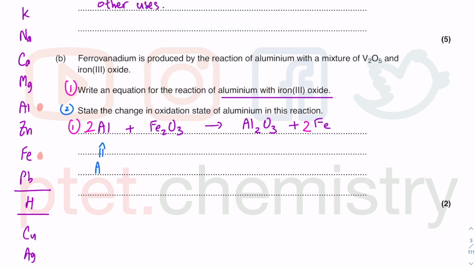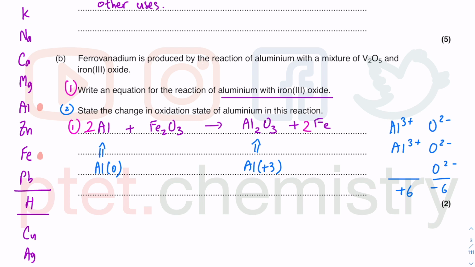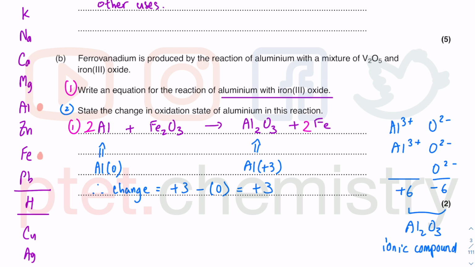This is an element, so the aluminium is 0. And this is in a compound, so the aluminium is plus 3, because this is basically Al3+ times 2 of them, and then 3 of the O2-. You can see the charges cancel out: plus 6 cancels out minus 6. Al2O3 is an ionic compound. An ionic compound has no overall charge, even though it's made out of oppositely charged ions. So the change in oxidation number is the final oxidation number minus the initial oxidation number. The change is an increase of 3, or you can say plus 3 there.